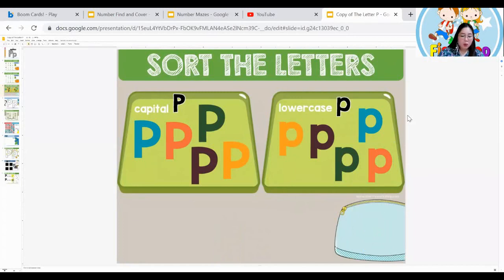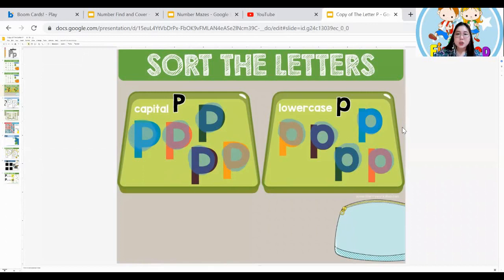Very good. How about we count how many capitals and how many lowercase letters? 1, oopsies, let's change color. 1, 2, 3, 4, 5. 5 capital letter P's, and how about the lowercase? 1, 2, 3, 4, 5. Very good. Also 5. 5 capital and 5 lowercase letter P.